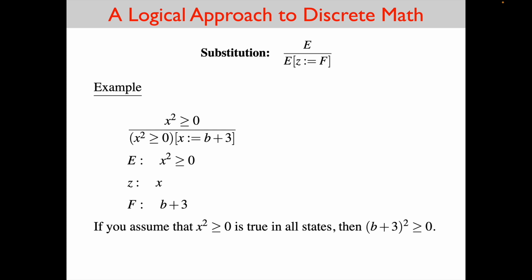So what is this substitution inference rule telling us? It's telling us that if you assume that x squared is greater than or equal to 0 is true in all states, then the quantity b plus 3 quantity squared is greater than or equal to 0 in all states. So this is something that you learned in algebra. Here again, it was not presented this explicitly and in this format, but it makes sense. It's something that you are already familiar with, but what we are doing now here is we are formalizing it, which is why this topic is called formal methods. We are formalizing our logic.